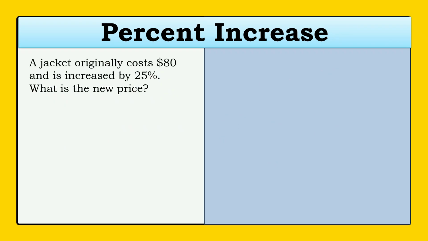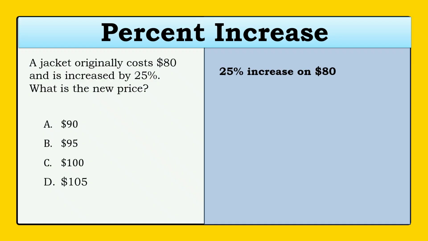A jacket originally costs $80 and is increased by 25%. What is the new price? A. $90, B. $95, C. $100, or D. $105? What do you think the answer? Alright, let's solve. So 25% increase on $80, this means that 25% of 80.